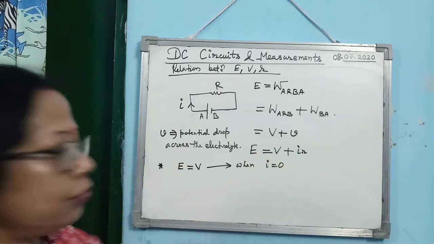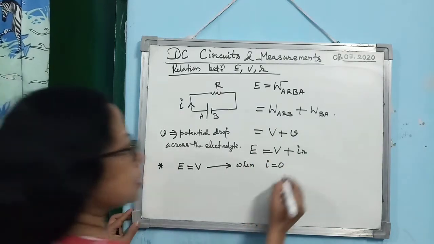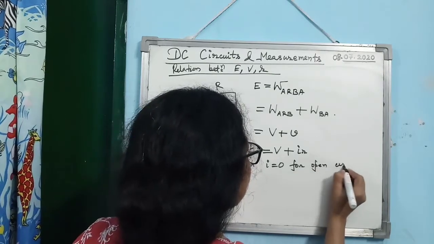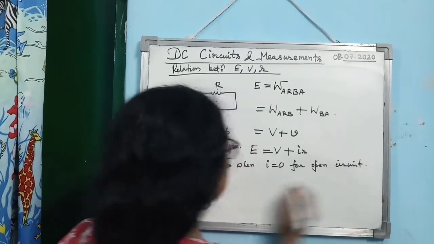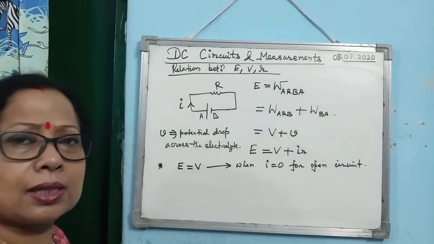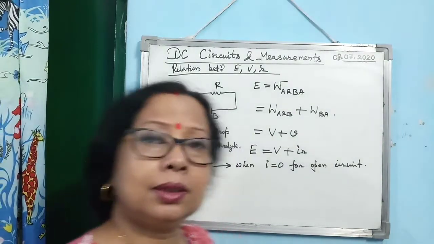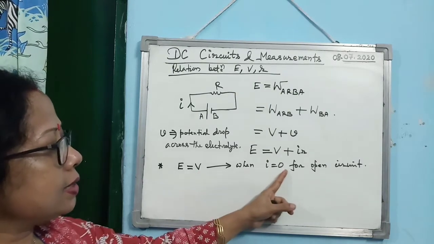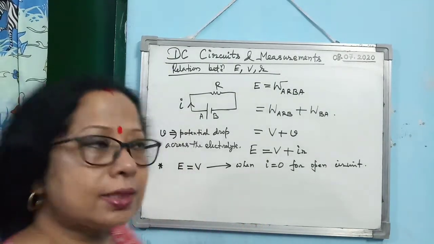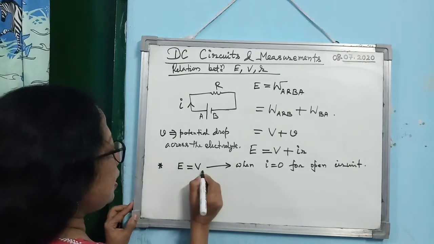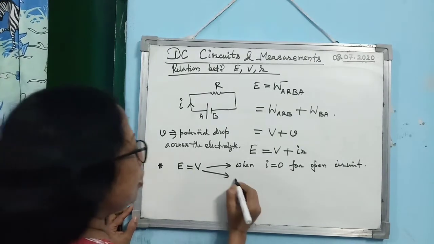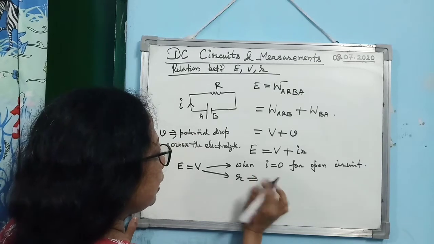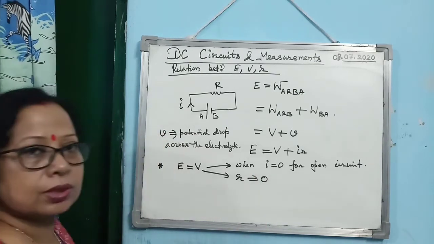E will be equal to V. Yes or not? It means for open circuit, when the cell is in open circuit. This is the definition you learn in the junior classes without understanding anything. So EMF is equal to the terminal PD when I is equal to 0, meaning the circuit is open. Then you see E will be equal to V when the internal resistance r is equal to 0.